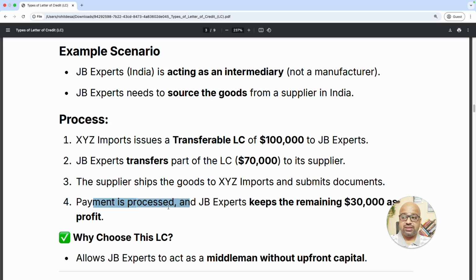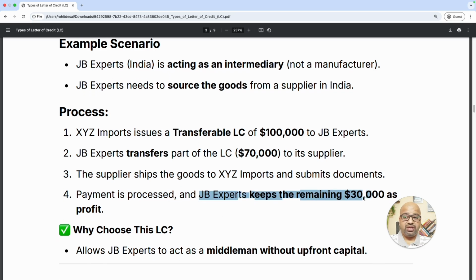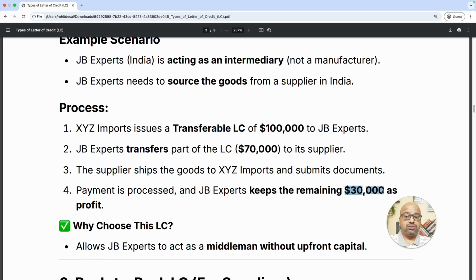Once he processes the transferable LC, the amount will hit JB Experts' account with $30,000 as the profit, and the rest, $70,000, goes to the supplier directly, because I have transferred the LC keeping that 30% in my account and then moving $70,000 to the supplier. So here the supplier will get to know who the importer is, because he is going to submit the documents directly to the bank.